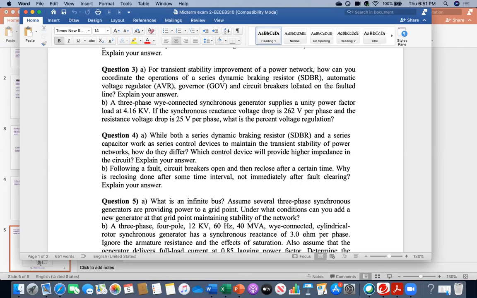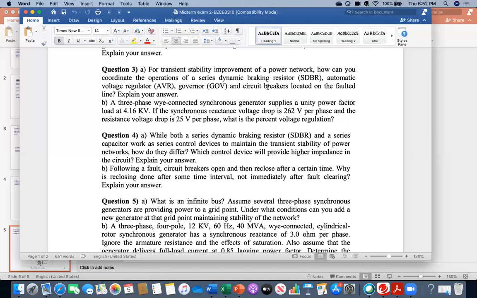The AVR and governor are equipped, so they are always working, irrespective of the fault. Those will work definitely. And again, it depends on how much inherent delay each system has. Like a circuit breaker, as I was discussing, takes about 5 cycles, or for the fastest circuit breaker 1.5 cycles. So there is some delay on the circuit breaker. Then with the series dynamic braking resistor, as I showed in the picture, there can be a controller, so there might be some delay. And the automatic voltage regulator and governor also have some delay.